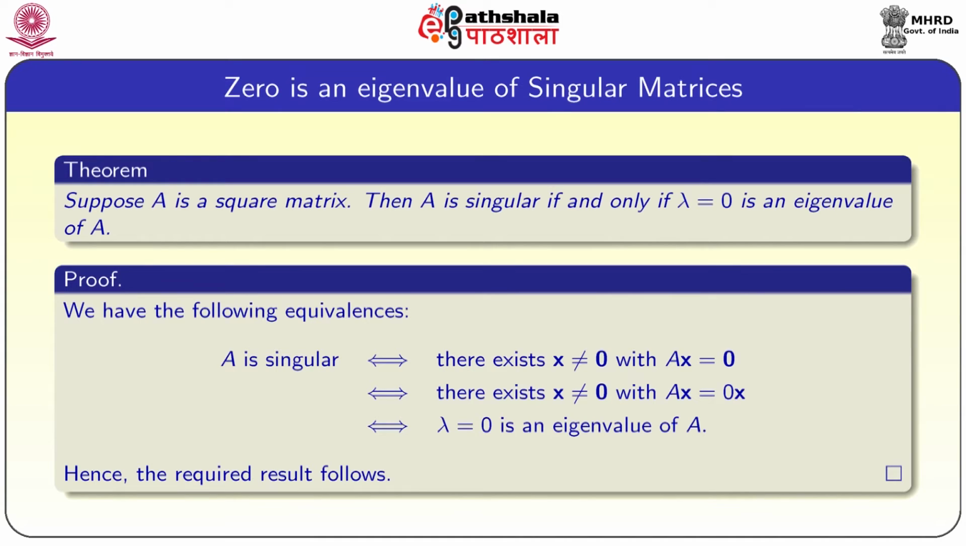Proof: we have the following equivalences. A is singular if and only if there exists x not equal to 0 with Ax equal to 0, if and only if there exists x not equal to 0 with Ax equal to 0 times x, that is lambda equal to 0 is an eigenvalue of A, as Ax equal to 0 times x means that 0 is an eigenvalue of A corresponding to eigenvector x. So, A is singular if and only if 0 is an eigenvalue of A.